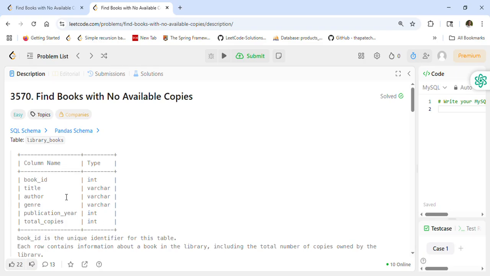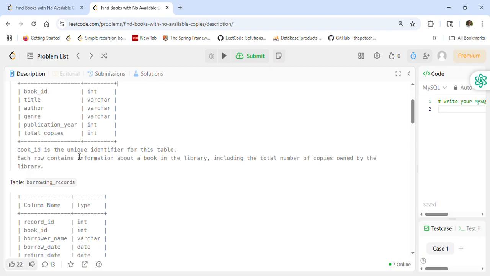It has columns like book ID, which is an integer, title, author, genre, which are varchar, publication year, and total copies. These are again integers. Book ID is the unique identifier for this table, and each row contains information about a book in the library, including the total number of copies for that book.